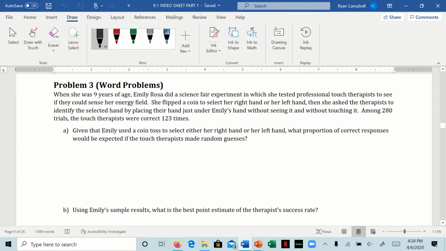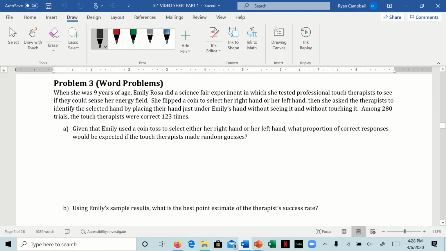So, given that Emily Rosa used a coin toss to select her left or right hand, what proportion of correct responses would be expected if the touch therapists were just making it up? So, since Emily used a coin, if they're just making it up, what would we expect the probability to be of them getting it right? Well, it'd be the same as getting a coin flip right, correct? So, that's just 1 out of 2, which would be 50%. So, if we get a confidence interval that surrounds 50%, then they're probably making it up.